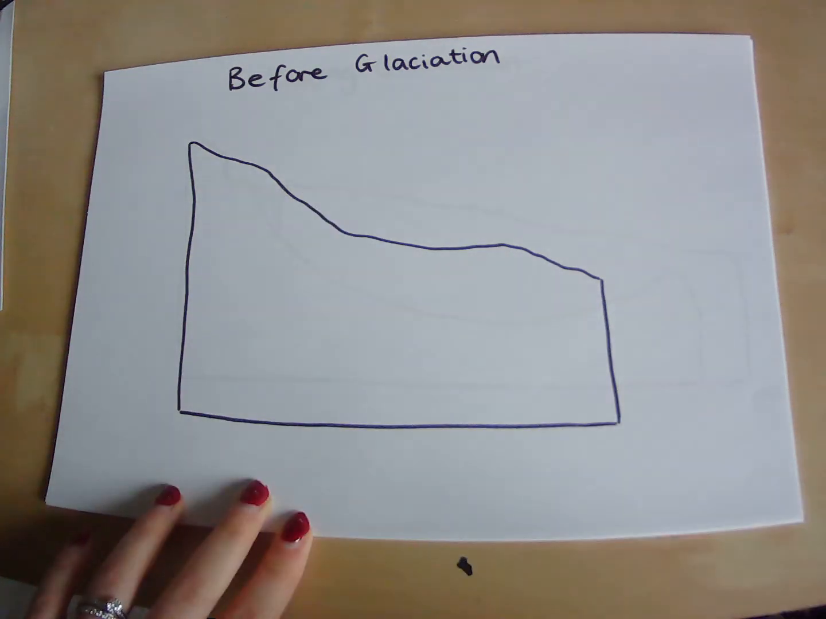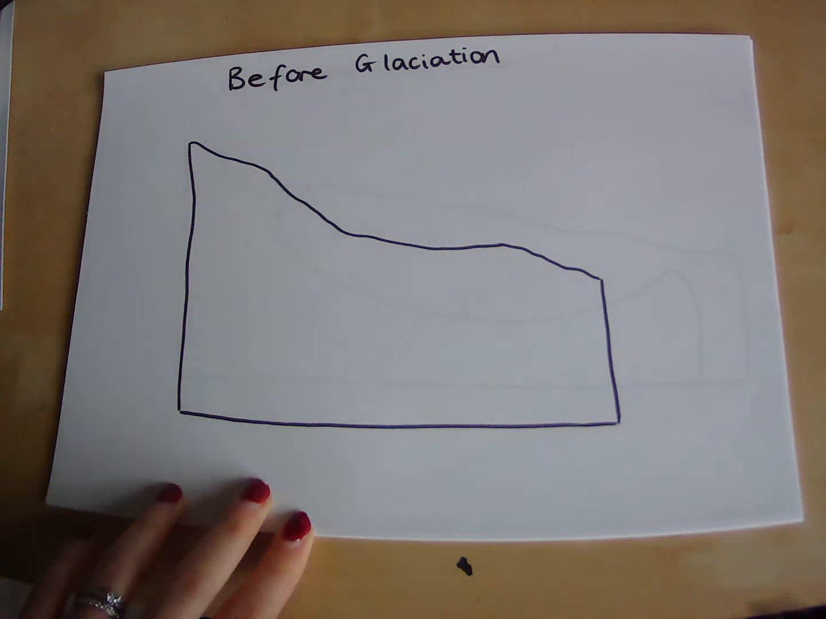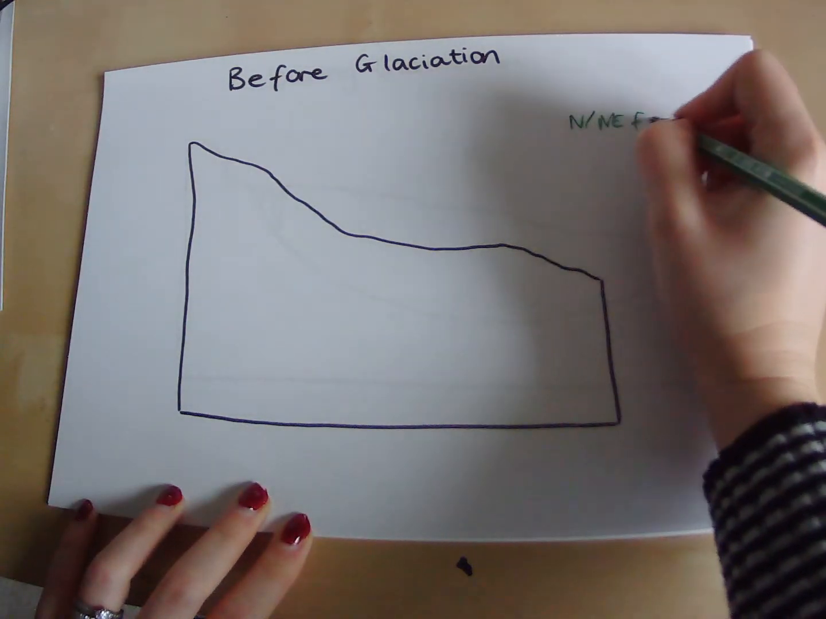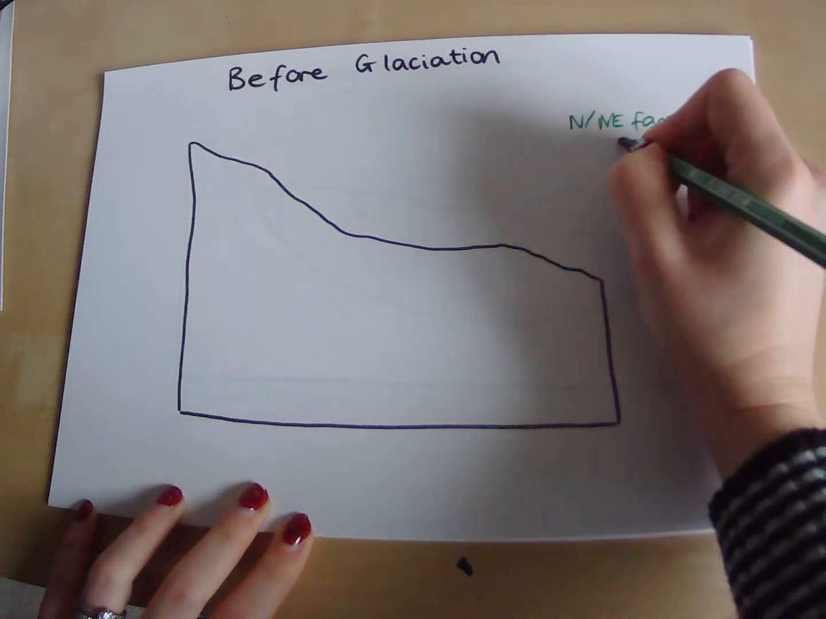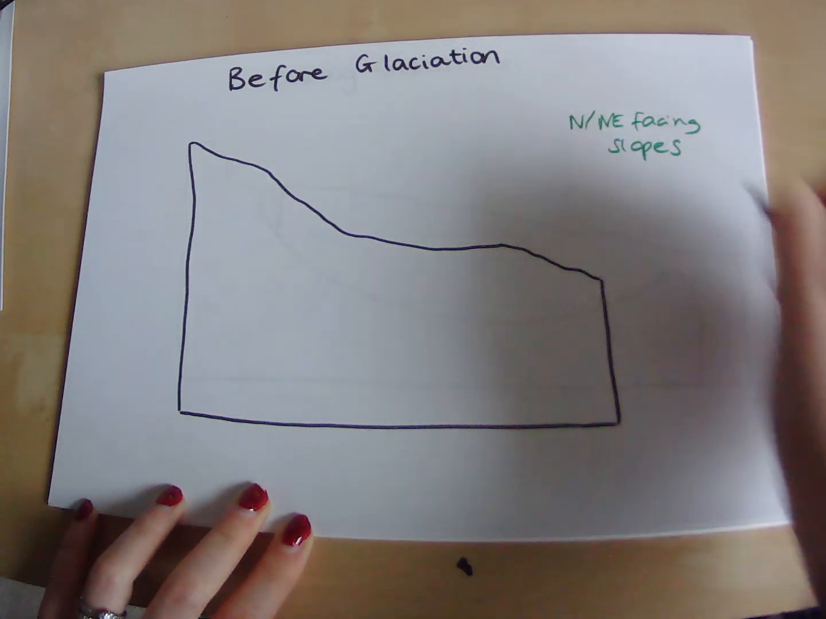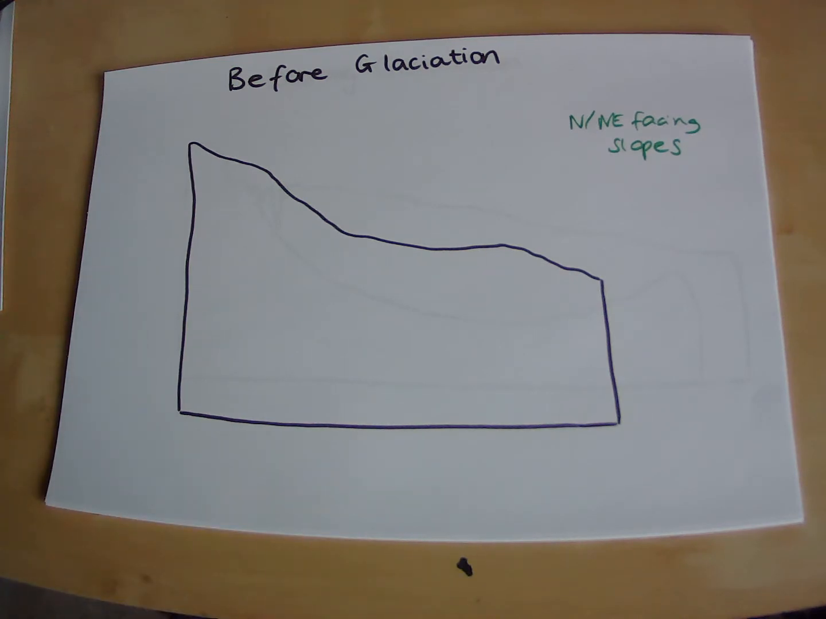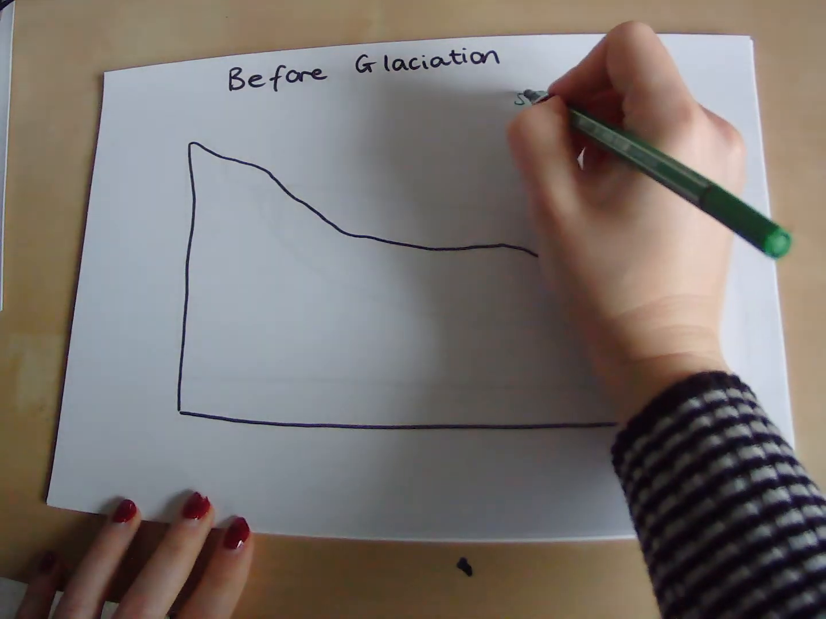where snow is able to accumulate. And these places where snow is normally able to accumulate are north and northeast facing slopes. Now that is because, as we know, north and northeast facing slopes receive the least direct sunlight, and also they get lots of quite cold winds, and therefore the snow stays all year round. So the snow is able to accumulate.